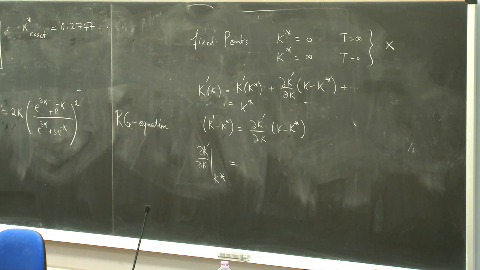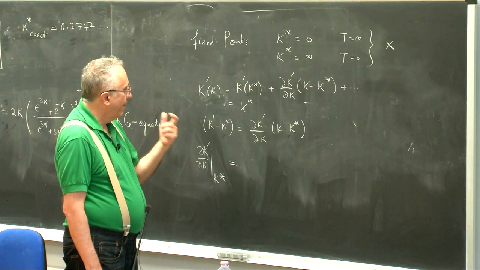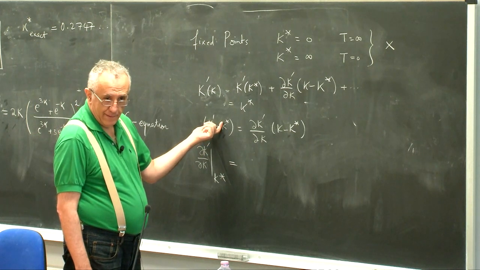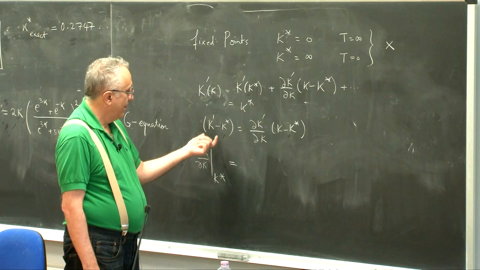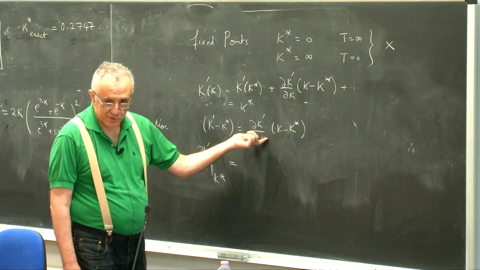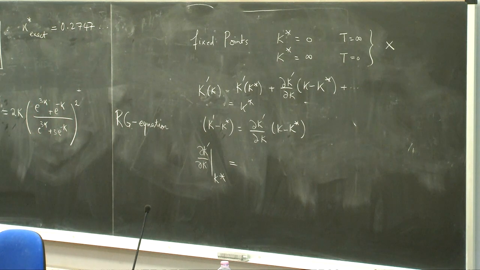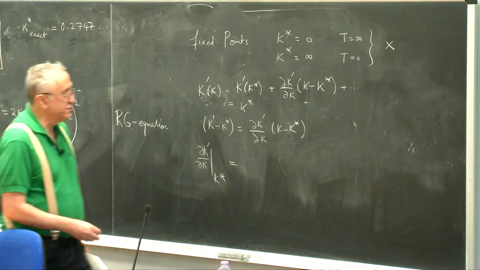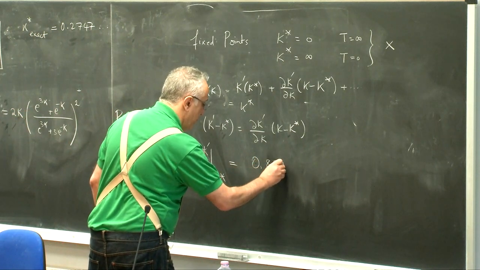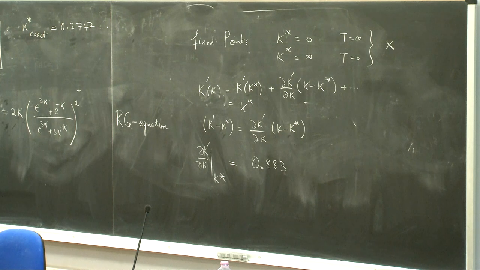What is negative? Maybe you can tell me afterwards. I don't see any problem. Okay, this is a calculation which eventually gives you 0.883. So how do I interpret this 0.883?